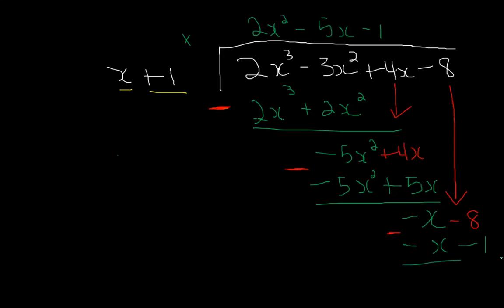What does this give me? Well, minus x minus minus x. A minus and a minus is a plus, so that's 0. And then minus 8 minus minus 1 is the same as minus 8 plus 1, which is minus 7. Wait, did I do that right? Because I have a different answer here. Okay, everybody understand? Yes, please.